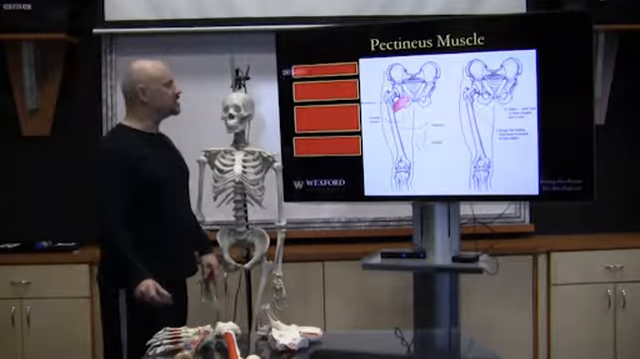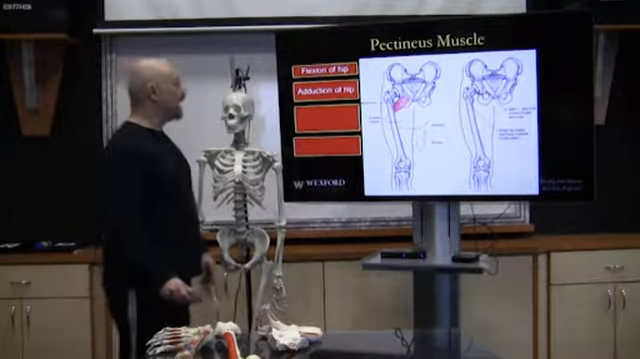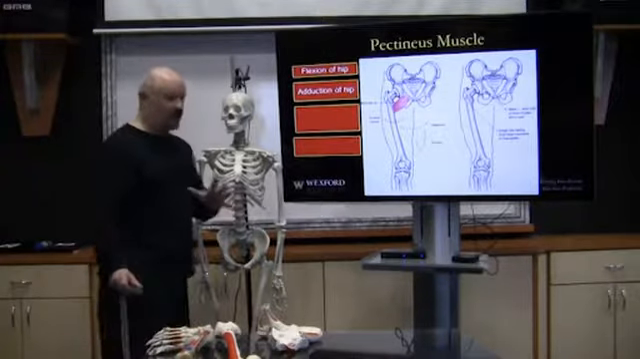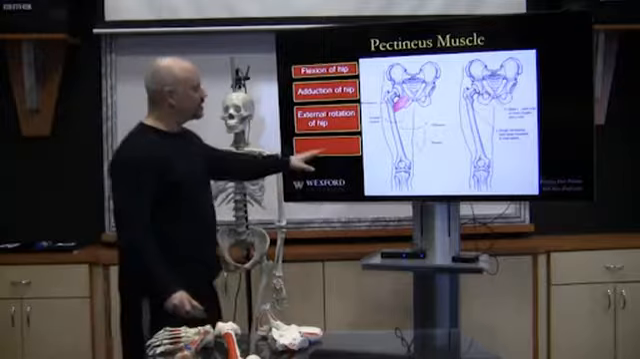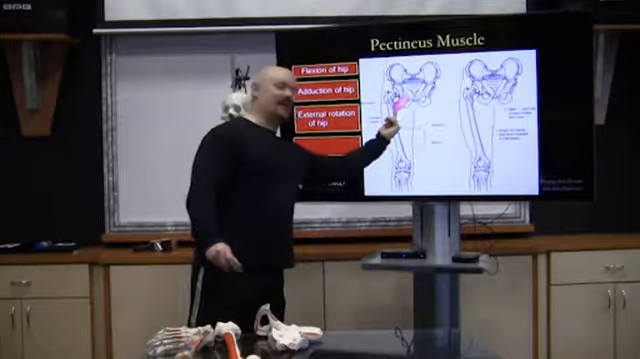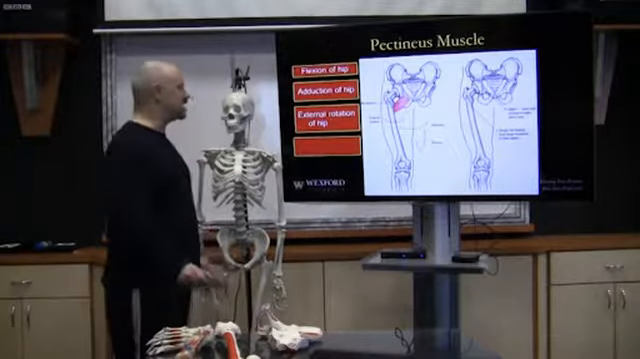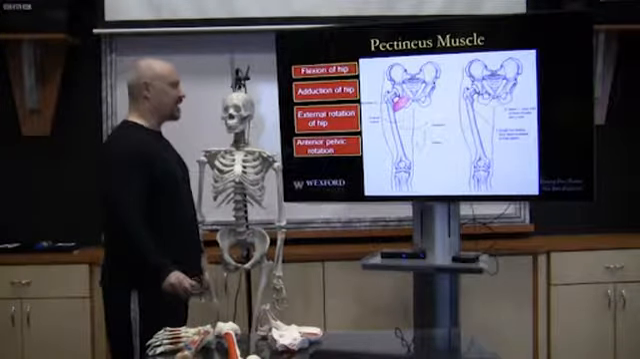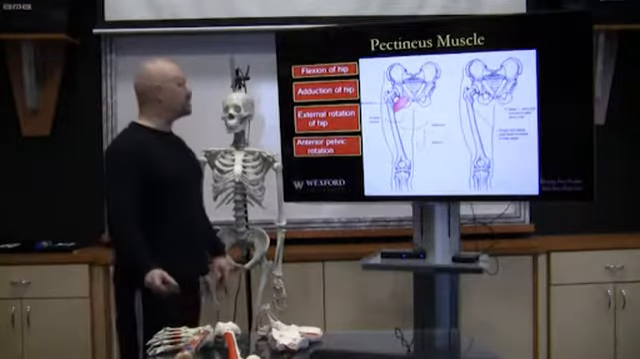The pectineus does flexion of the hip, adduction, pulls it in, of the hip, external rotation of the hip, because if you look at that, it's attached behind on the back side, so when it contracts, it'll actually externally rotate the leg. And once again, if the leg is fixed and it contracts, it'll anteriorly tilt the pelvis.